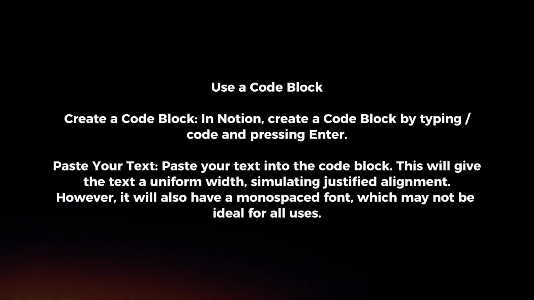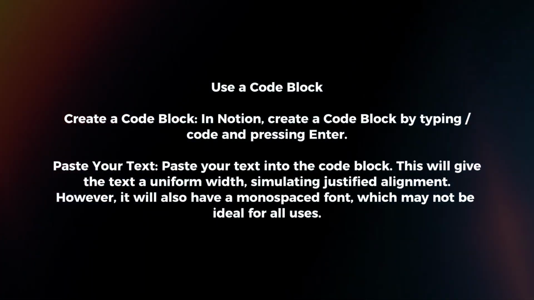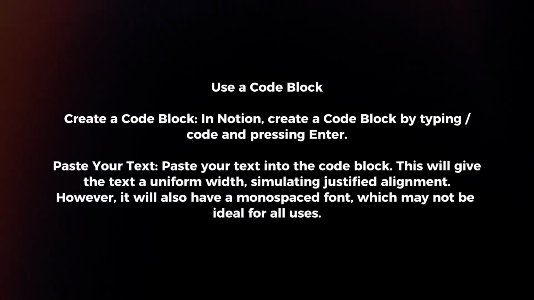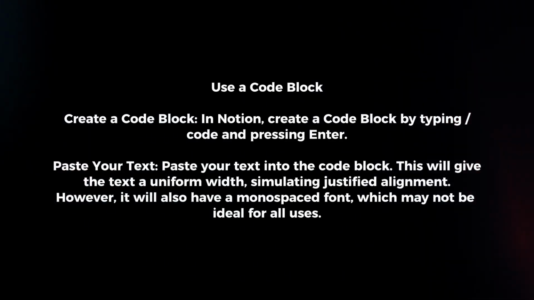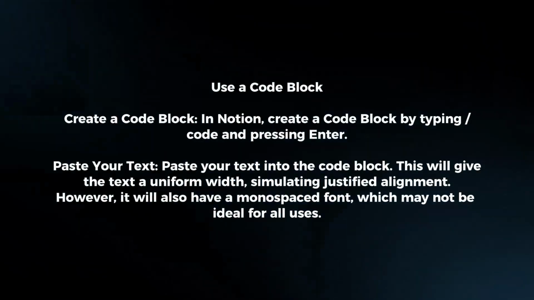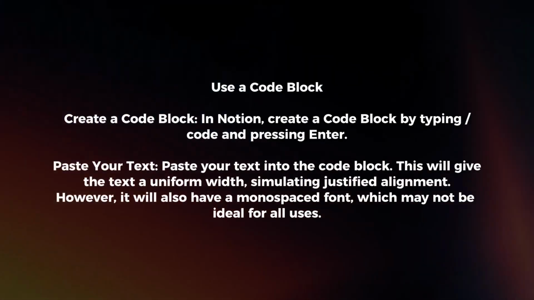Use a code block. Create a code block. In Notion, create a code block by typing /code and pressing enter. Paste your text into the code block. This will give the text a uniform width, simulating justified alignment. However, it will also have a monospaced font, which may not be ideal for all uses.